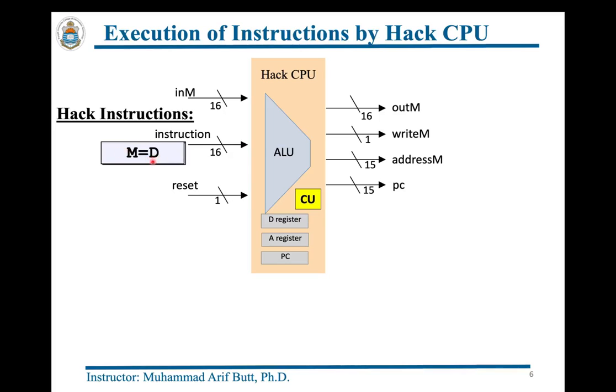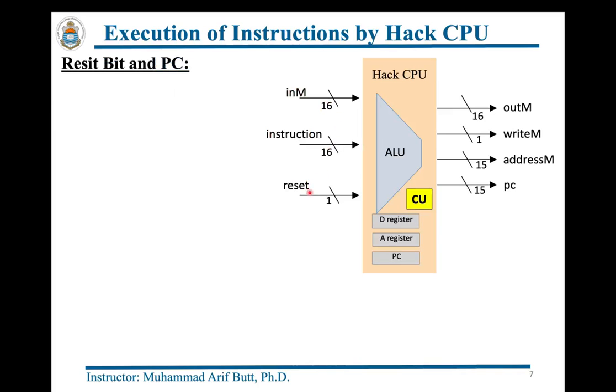For the M equals D instruction, since the left hand side includes M, we need to write the data memory. Therefore, the ALU output is emitted by outM, and the writeM bit will also be set to 1. And for the D equals M plus 1 instruction, since the right hand side now includes M, we need to read data memory from inM of the CPU interface. So you have a fair idea how these inputs and outputs of hack CPU can work in coordination together.